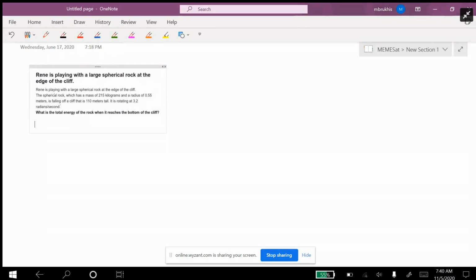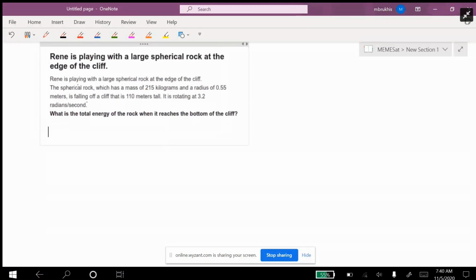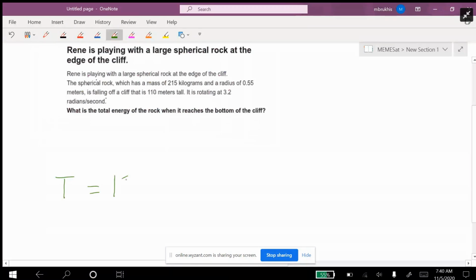All right, so let's think about energy. Well, we know that the total energy, which we'll call T for now, is equal to the sum of the kinetic energy plus the potential energy. And potential energy is something that we get to arbitrarily set. Well, not arbitrarily, there's some strategy. So this is the cliff. Let's draw that as the cliff, and here's the rock.